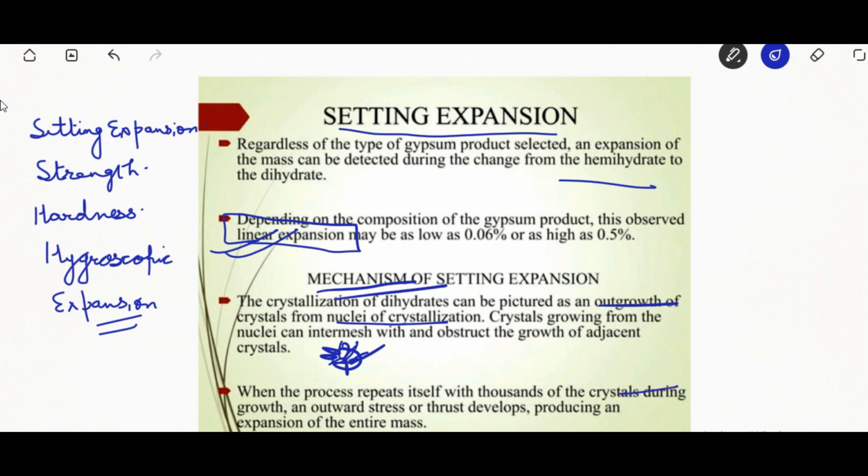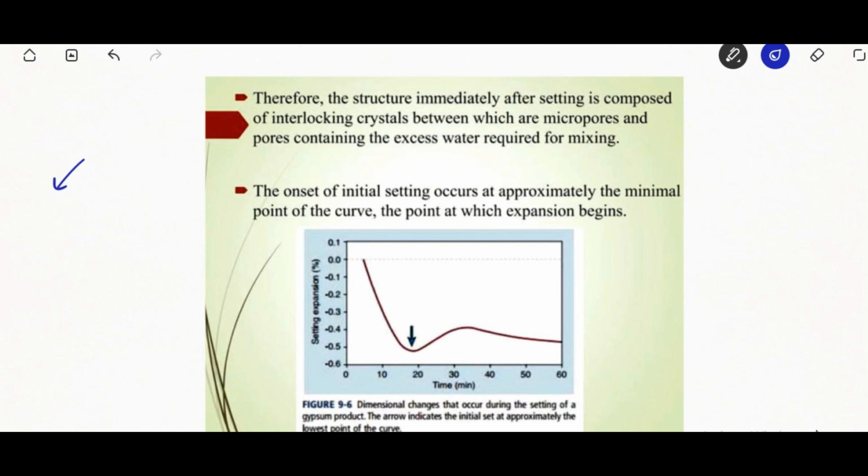As we know, the crystallization of dihydrate is pictured as an outgrowth of crystals from nuclei of crystallization. These crystals growing from the nuclei can intermesh with and obstruct the growth of adjacent crystals. When the process repeats within thousands of crystals during growth, an outward stress or thrust develops that produces expansion of the entire mass. So the structure immediately after setting is composed of interlocking crystals with micropores and pores containing the excess water required for mixing.